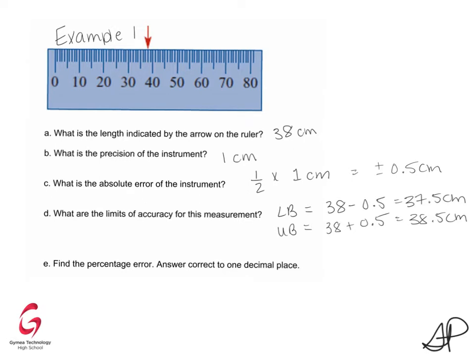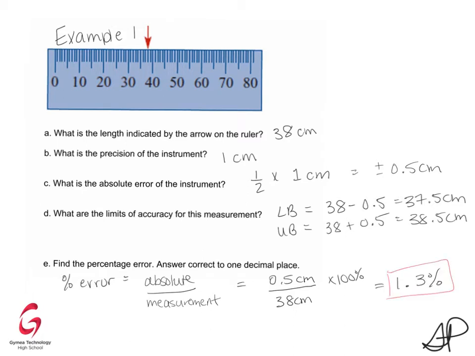And last but not least, we're finding the percentage error. We find our percentage error by dividing the absolute error by the measurement. For this question, that would be our answer from part C, so 0.5, divided by our answer from part A, and that's 38. So our calculation is 0.5 centimeters divided by 38 centimeters, and then we multiply that by 100% because we are looking for the percent error. When you check that into your calculator, you should get 1.3%.